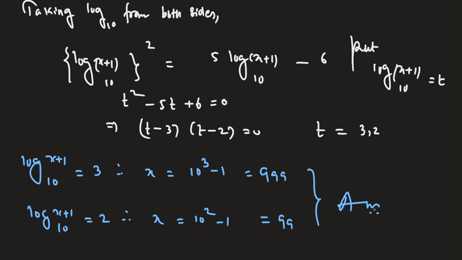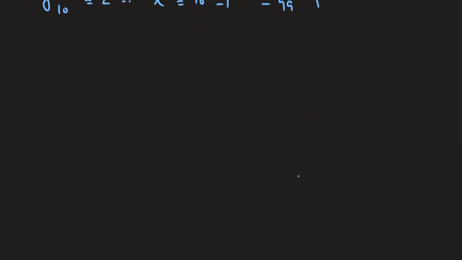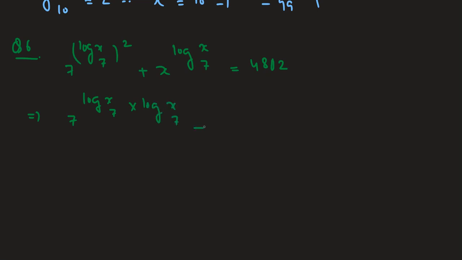Okay. Now coming to the next question, number 6. The question is: 7 to the power log of x base 7, the whole squared, then you have x times log of x base 7, equals 4802. How to solve this one? First of all, remember 7 to the power log x base 7 is present in product form, 2 times, and this is x to the power log of x base 7, equals 4802.